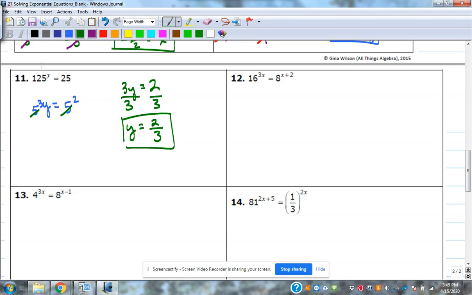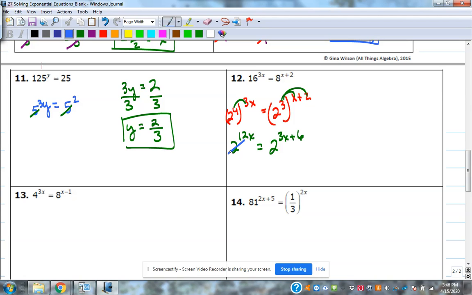Let's look at number 12 there. You've got a 16 and an 8. I know 8 squared is 64. That's a lot bigger than 16, so I know I can't do 8s. So I think, what can I write 8 as exponentially? I know that 8 is 2 cubed. I know that 16 is 2 to the 4th power. And I'm going to multiply these together. That's 2 to the 12x. Distribute on that side. It's 2 to the 3x plus 6.